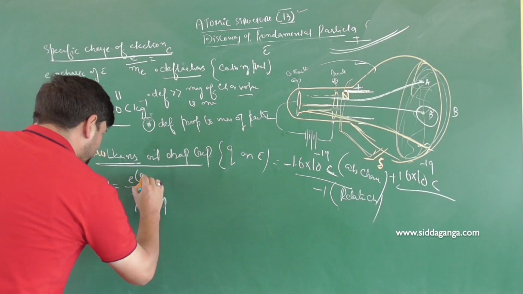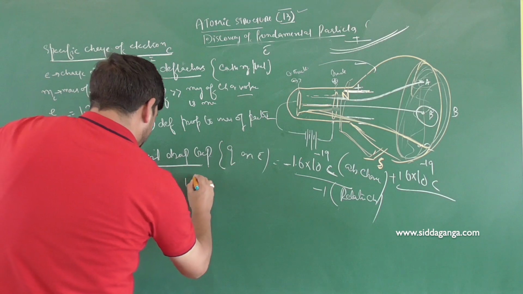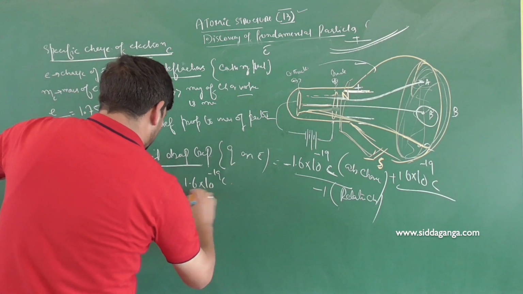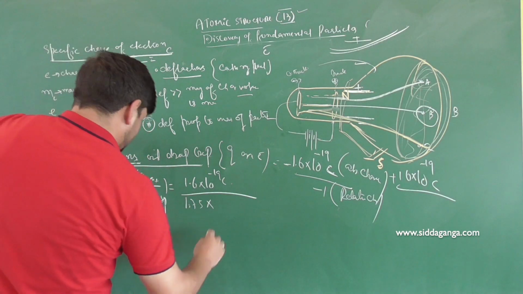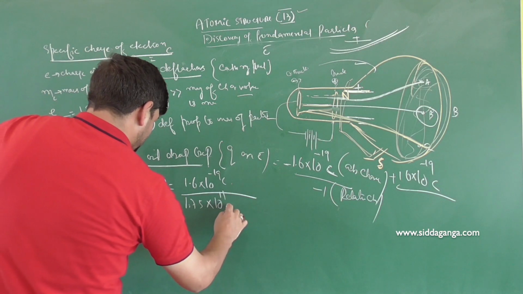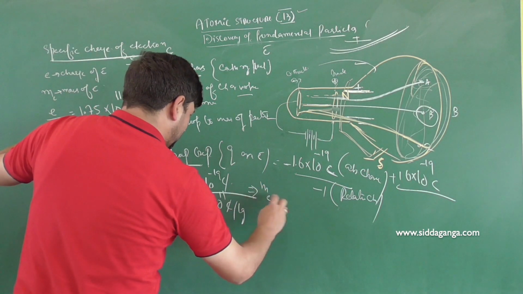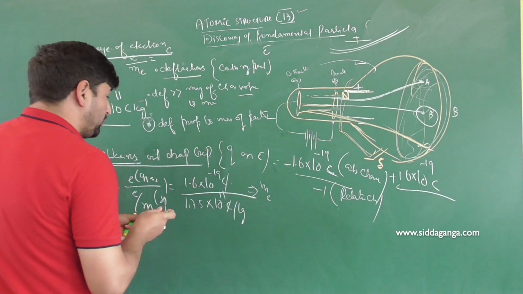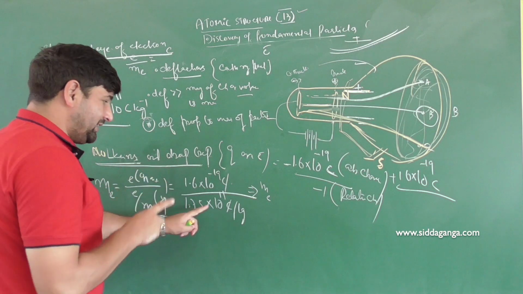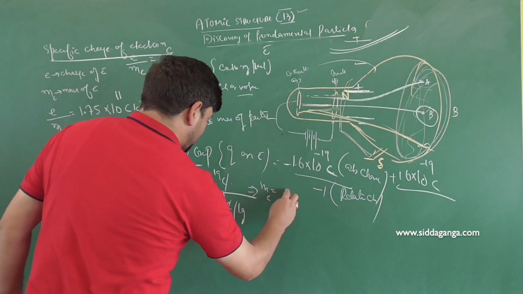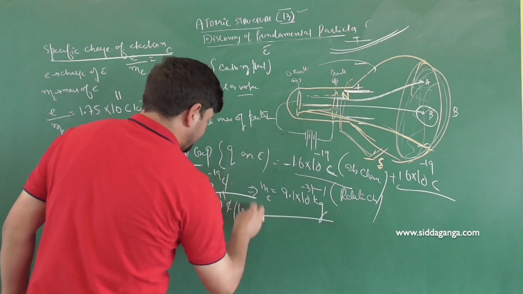So what is charge on electron? 1.6 into 10 to the power minus 19 coulomb. And what's the value of e by m? 1.75 into 10 to the power 11 coulomb per kg. So these two units will cancel. Actually it is 1.6 into 10 to the power minus 19 divided by 1.759 into 10 to the power 11 coulomb per kg. Mass of electron comes to be 9.1 into 10 to the power minus 31 kg. This is the mass of electron.